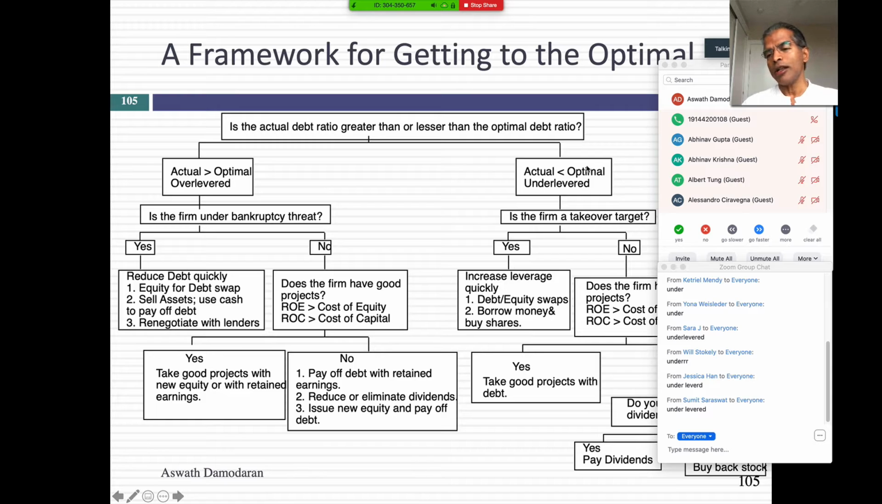Let's suppose you're under-levered. You have too little debt. I'm going to ask you a follow-up question. Is your firm a potential takeover target? You're saying, why would having too little debt make my firm a potential target for a takeover? Why would having too little debt make you a potential target for a takeover, especially a hostile takeover? Anybody?